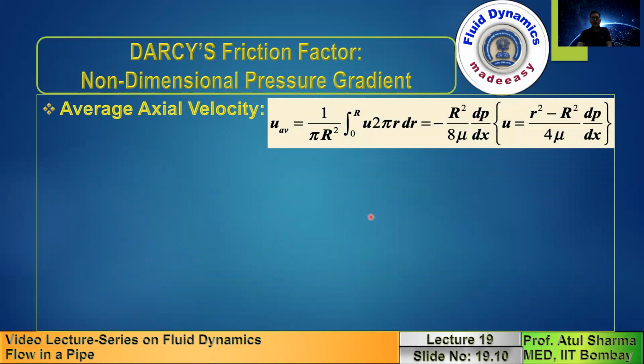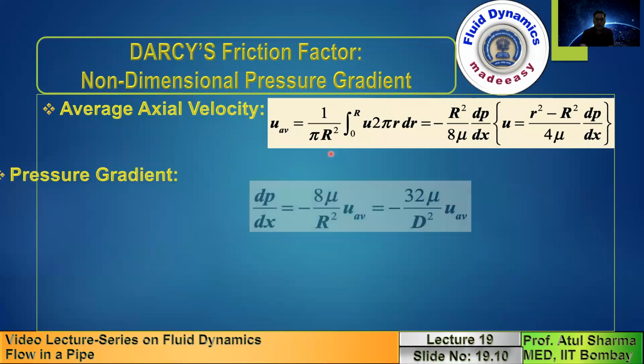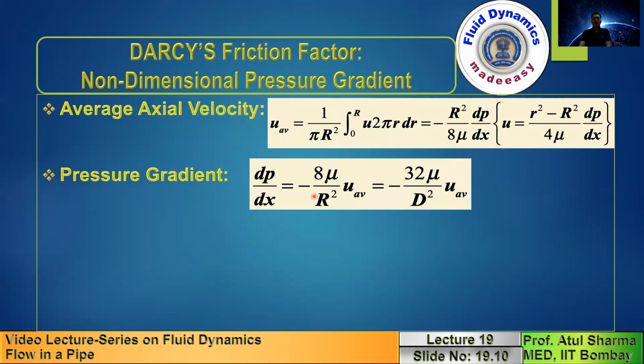Now, this is the expression to obtain the average axial velocity: 1 by the area of the pipe, that is pi r square, integral of 0 to R of u 2 pi r dr. So when you substitute this u, which was derived in the previous slide, you finally obtain u average equals minus capital R square by 8 mu dp by dx. From this you can obtain dp by dx equals minus 8 mu divided by R square into u average, which is seen here.